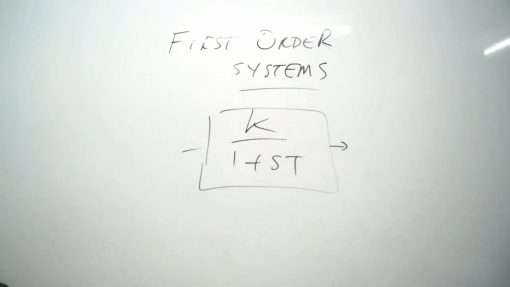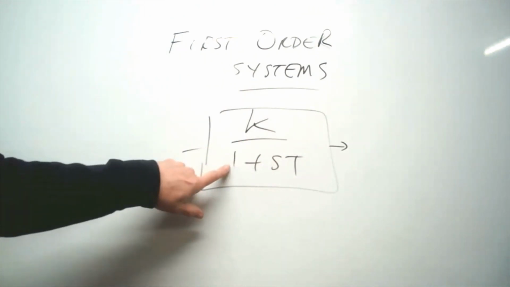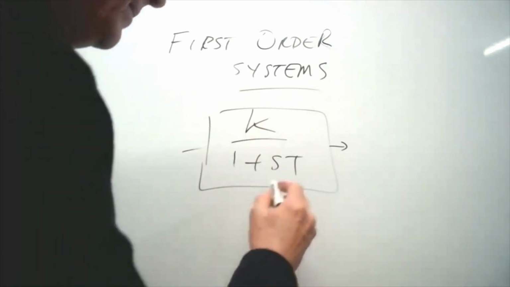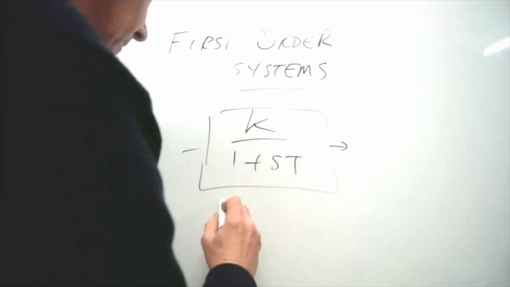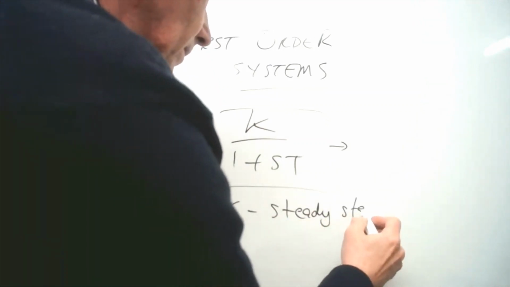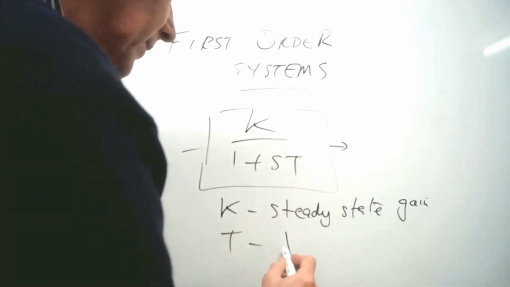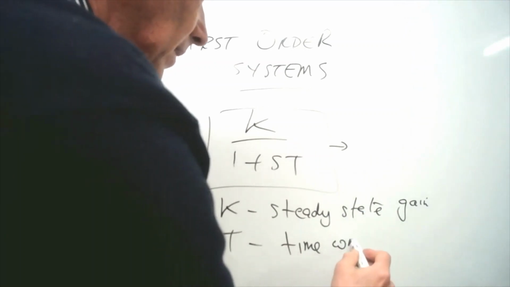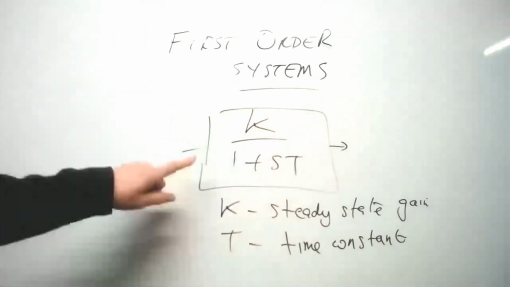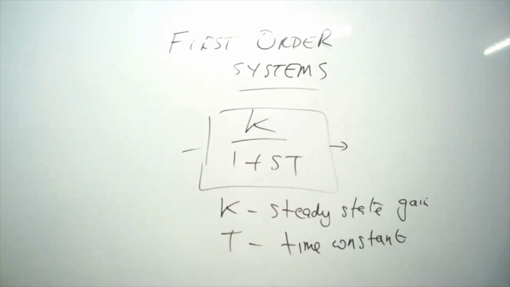To do question 1. Now in this little equation, the 1 is a 1, s is d by dt, the Laplace variable, and then K is called the steady state gain, and T is called the time constant. So with this block diagram now, K is called the steady state gain, T is called the time constant.